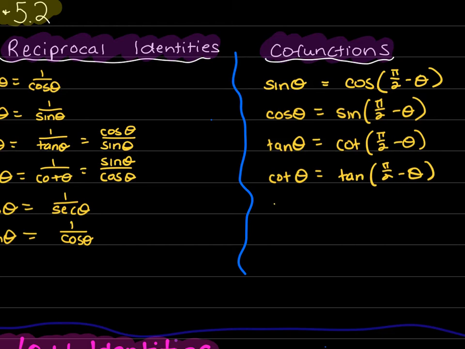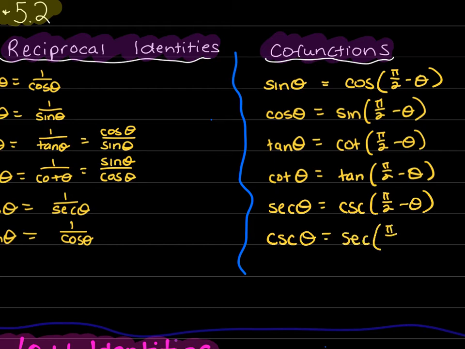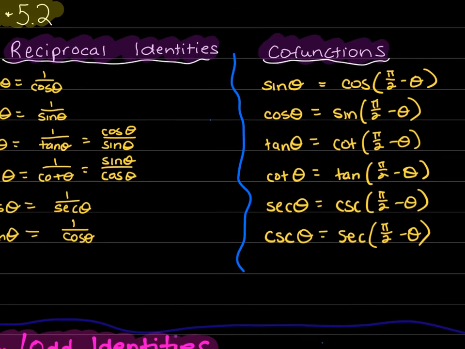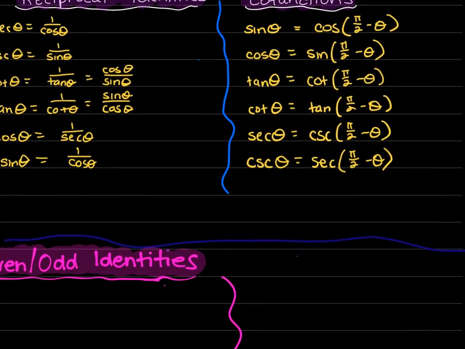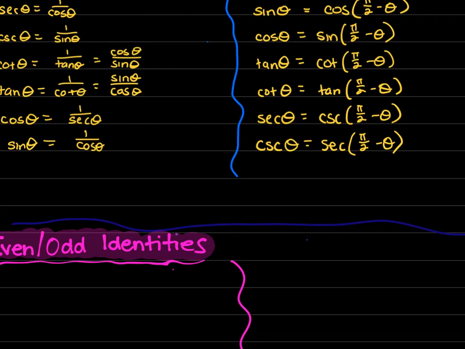And then cosecant went with secant. So secant is the same thing as cosecant of pi over 2 minus theta. And cosecant is the same thing as secant of pi over 2 minus theta. So you know that you can replace one with the other. Usually you're replacing the right side with the ones on the left for those cofunctions. Then came even and odd identities.